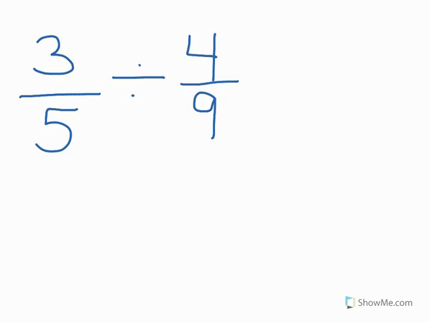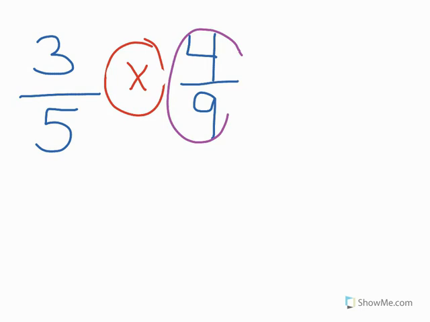So remember, the first thing we're going to do is we're going to switch. We are going to switch our division for multiplication. So now, what our problem looks like is 3/5 multiplied by 4/9. The next thing we're going to do is we're going to flip. We're going to flip our second number to find the reciprocal.